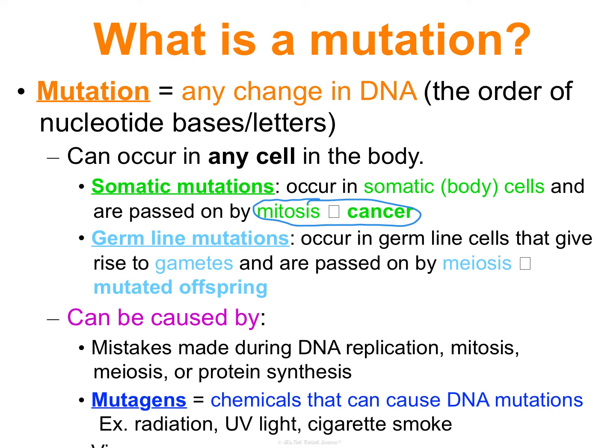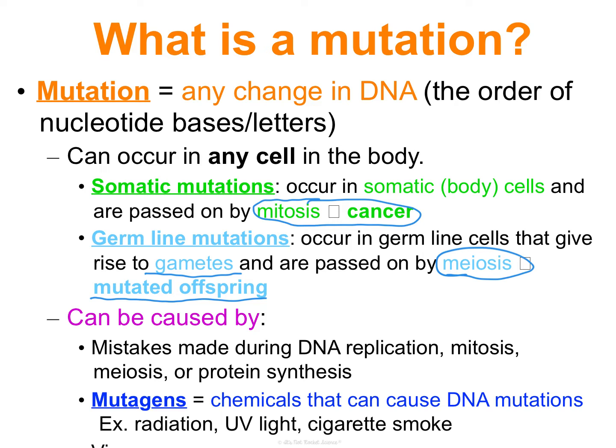Germ cells, those are the ones that pass on your lineage. We also call those gametes, and they are passed through the process of meiosis. And in meiosis, during the formation of those gametes, things do not always go as planned, and we can create mutations in offspring. Now, mutations can be caused by many reasons.